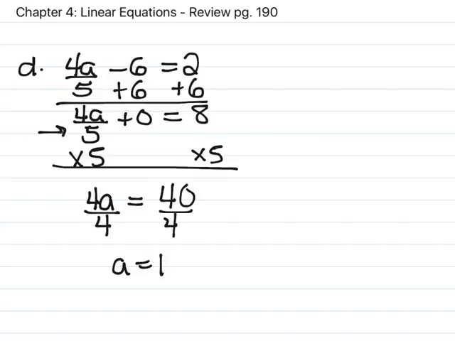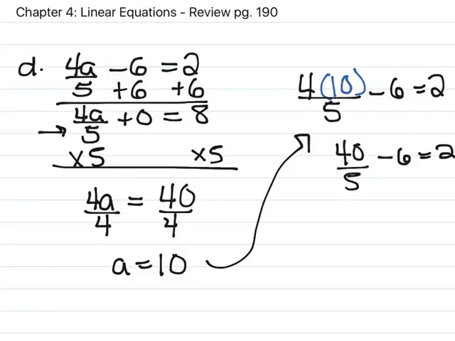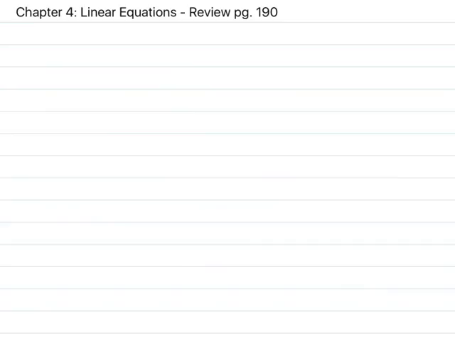giving A equals 10. So then we have to check our answer. So you plug it back into the original equation. So you're going to have 4 times 10 divided by 5 minus 6 will equal 2. So 4 times 10 is 40 divided by 5 minus 6 will equal 2. So 40 divided by 5 is 8 minus 6. So it gives you 2 equals 2, which is correct.